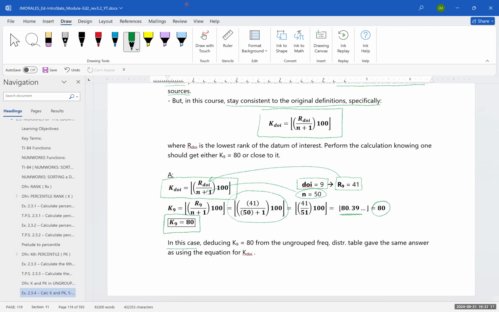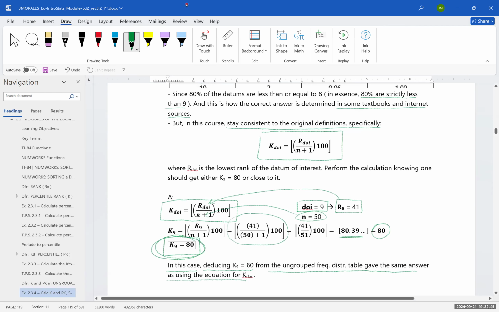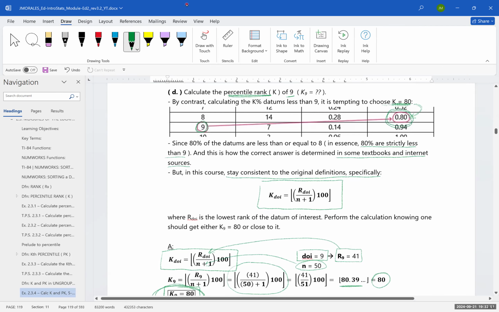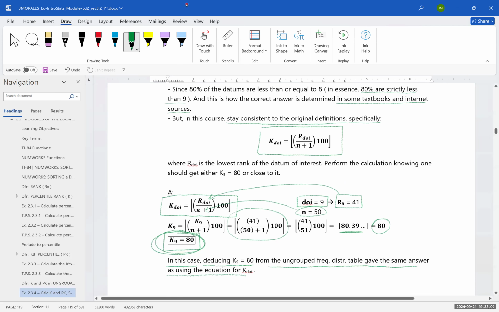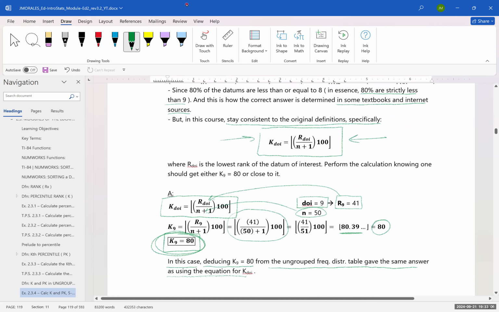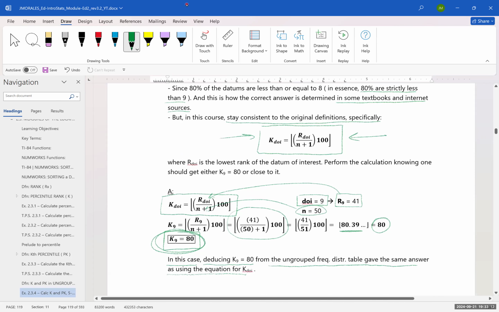So in this case, deducing that the percentile rank of 9 would be 80 from the ungrouped frequency distribution table gave the same answer as using the equation that we just used. So we ended up calculating a percentile rank of 80, which is actually what we would have gotten if we had just looked at this table. But if you remember from what I talked about previously, this may not always be the case where the two will line up exactly. So stay consistent, use the formulas when you can, and that'll ensure that you get the correct answer every time. Okay, let me know if you have any questions.